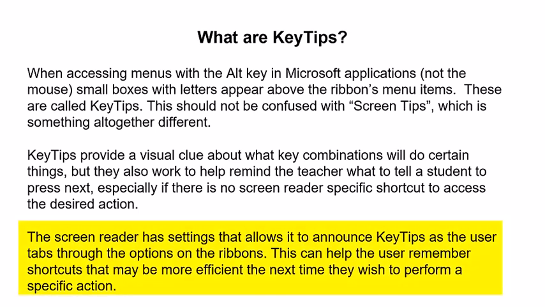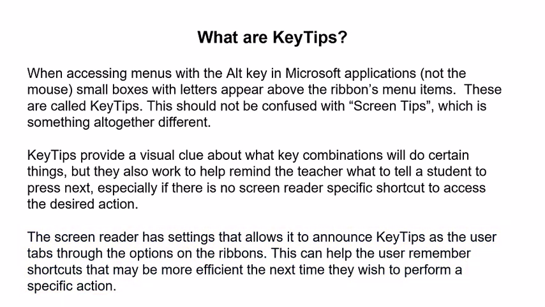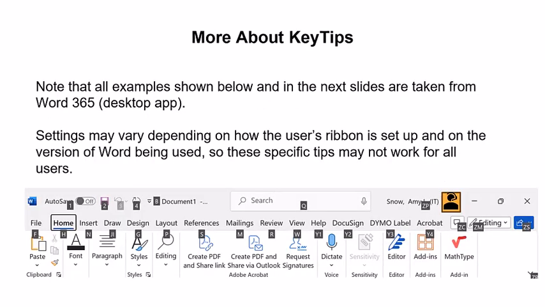The screen reader user will also have settings within that screen reader that allow it to announce the key tips as the user goes through the options on the menu and in the ribbons. This can often help the user remember the shortcuts, and that'll help them become a more efficient user, so that the next time they perform a specific action, they might remember those tips, especially if it's done multiple times. And if it's an action that's repeated often, hopefully that will help cement that key combination in their heads. Just a little bit more about key tips.